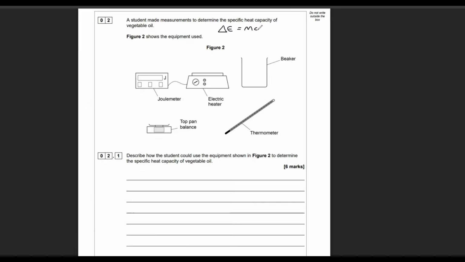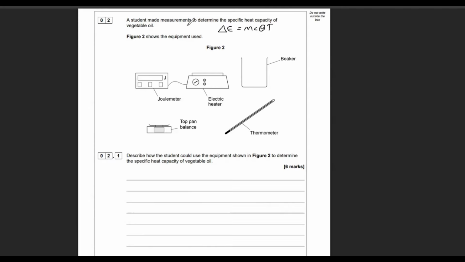M is mass of your liquid. Triangle means change, so this is change in temperature. Actually, they don't use a triangle in AQA on their equation sheet. They use this theta symbol, and that is temperature. So what does this stand for? This means energy is equal to mass times the specific heat capacity times the change in temperature.